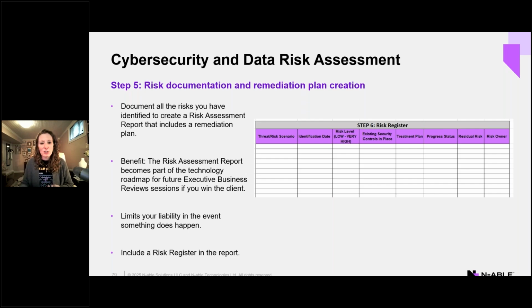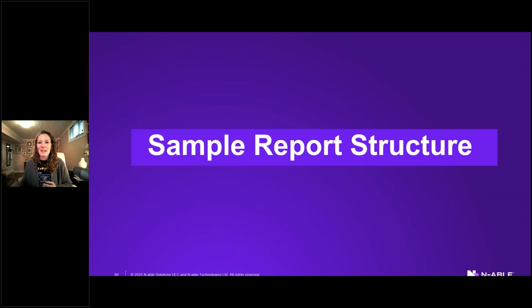Is there any residual risk after the treatment plan has been implemented? And then who is the risk owner? This could be you, this could be the organization. For the most part, it's up to the organization to mitigate their own risk. If there is risk in that organization, that's not on you, that's on them. It's all part of NIST and the Govern function, right? So most of the time, the risk owner, you're going to put the organization there. All right, so hopefully that made sense.